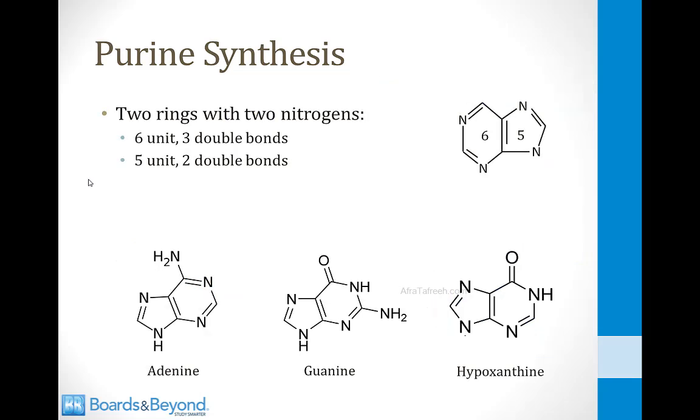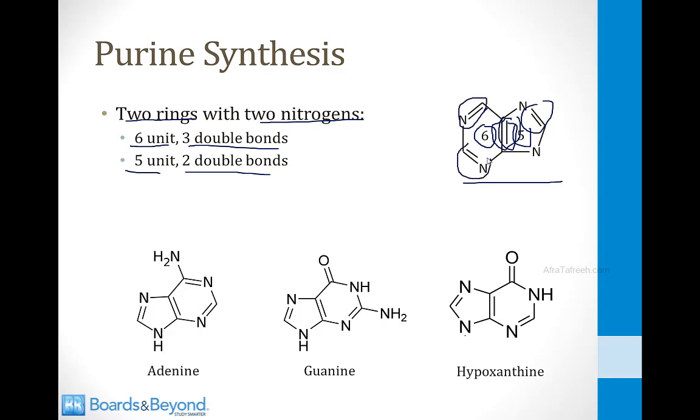So let's pause for a minute and talk about the chemical structure of the purine bases. All of the purine bases have two rings with two nitrogen groups in each ring. One of the rings is 6 units in size with 3 double bonds. The other ring is 5 units in size with 2 double bonds. Over here on the right is the structure of a typical purine ring. This one has 6 units for its structure, and this one has 5. You can see that the 5-unit ring has 2 double bonds, which I'm circling here. And the 6-unit ring has 3 double bonds, the same one from the 5-unit ring, and also 2 more right here and right here. And all 3 of the purine bases have this structure.